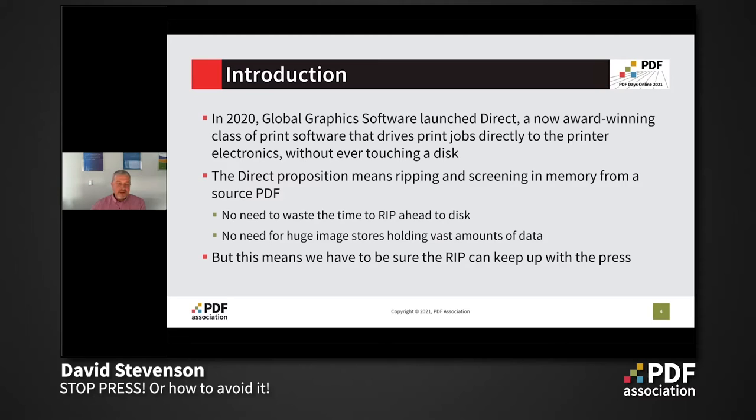So the background to this is that in 2020 we launched Direct, which is now an award-winning class of print software that drives print jobs directly to the printer electronics without ever touching a disk. The Direct proposition means that ripping and screening is done in memory from a source PDF, and therefore there's no need to waste time ripping ahead to disk, and no need for huge image stores holding vast amounts of data. But that poses all sorts of problems that we will discuss. It means that we have to be sure that the RIP can keep up with the press. So we have to delve into this in a little bit more detail, and I'll talk about that as we continue.